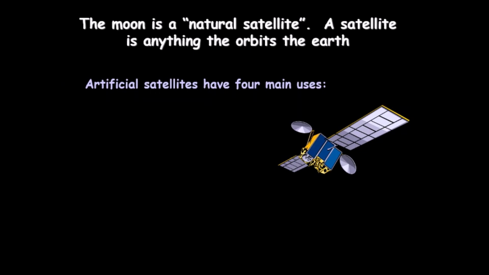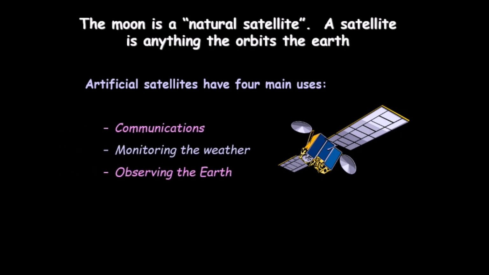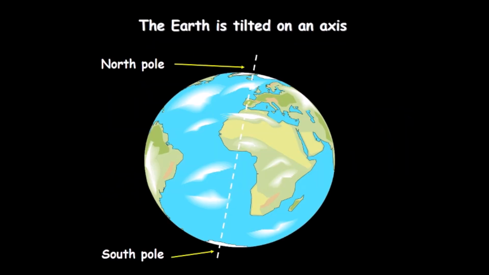So artificial satellites have 4 main uses: communication, monitoring the weather, observing the Earth, and exploring the solar system. I'm sure there's also far more sophisticated uses, but for this topic, that's all we really need you to know.